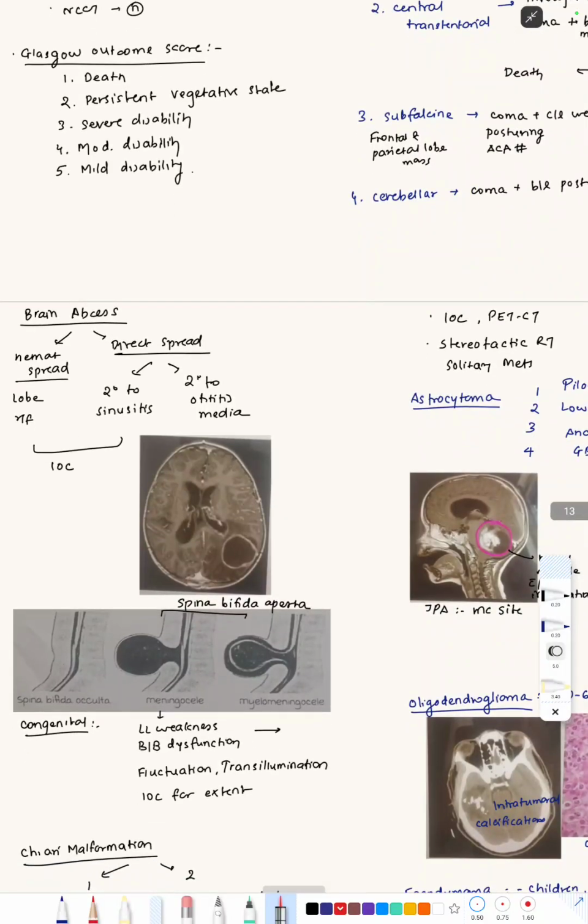Then the brain abscess. The brain abscess has about two modes of spread, either hematogenous spread or direct spread. Hematogenous spread leads to parietal lobe abscess, and the risk factors are immunocompromised patients or cyanotic heart disease patients. Direct spread is secondary to sinusitis; frontal sinusitis leads to frontal abscess. Secondary to otitis media, it leads to temporal abscess. Investigation of choice in this case is the CT.